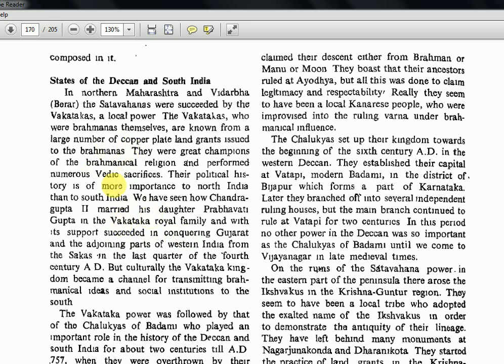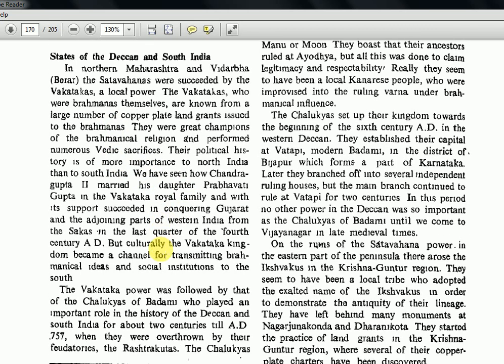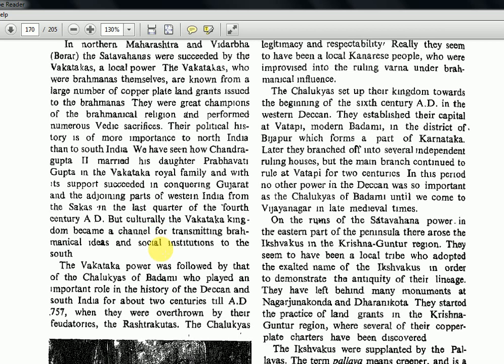These things are already discussed. So they are again telling how these Vakatakas were important. Culturally, the Vakataka kingdom became a channel for transmitting Brahmanical ideas and social institutions to the south. The Vakataka power was followed by that of the Chalukyas of Badami, who played an important role in the history of the Deccan and South India for about 2 centuries till AD 757, when they were overthrown by the feudatories, the Rashtrakutas. So that is the timeline if you see.